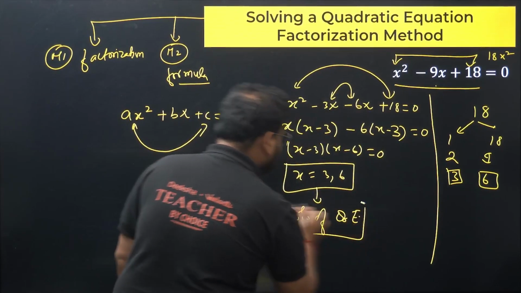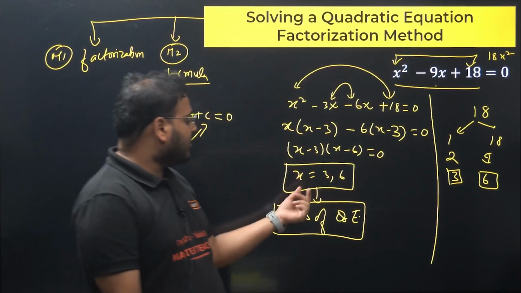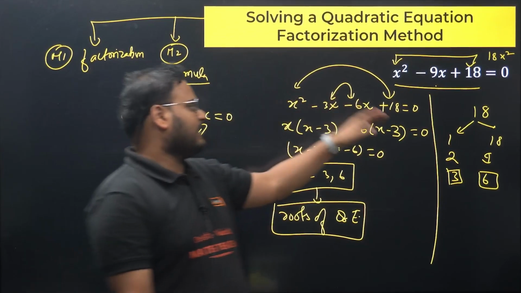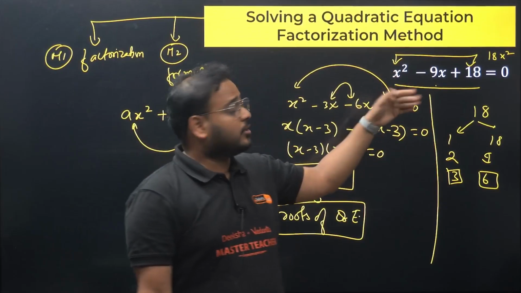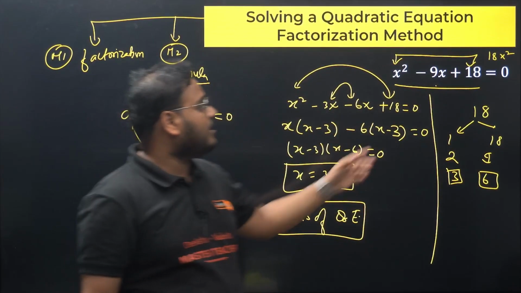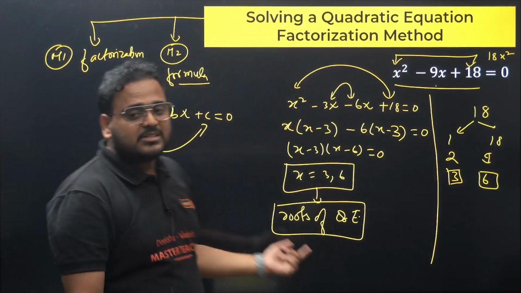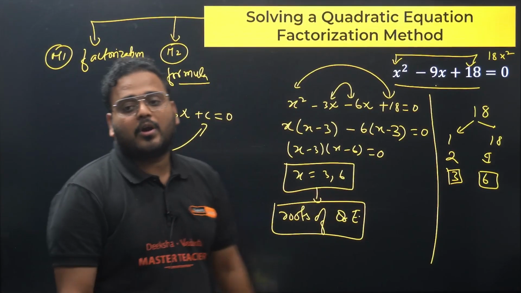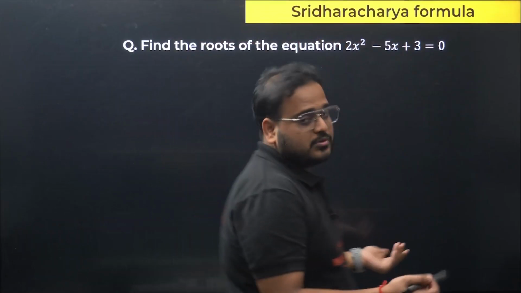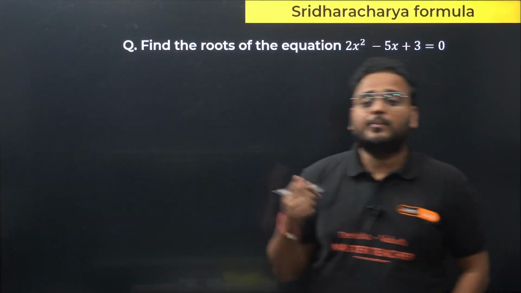And how do you solve this? By checking, if you want, you can put the 3 and 6 values and verify the LHS and RHS. Put 3, you get 9 minus 27, that is how much? You get 18 again, so minus 18 plus 18 will be 0. Okay, so these values are roots of the quadratic equation. Answer is 3, 6.